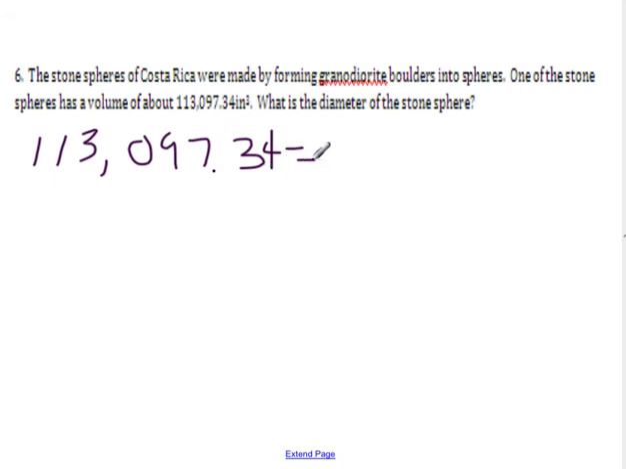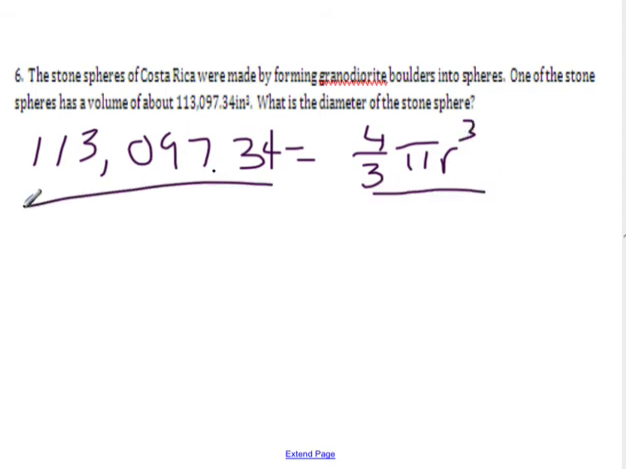Okay, so we need to set this equal to our volume. So it's an entire sphere. It's not a hemisphere. So what we can do is use just the volume formula that you did on the front side of your note sheet. So what we're going to do is get r cubed by itself. So I need to divide by 4/3 pi. So to keep it true, I'm going to divide by 4/3 pi in parentheses.